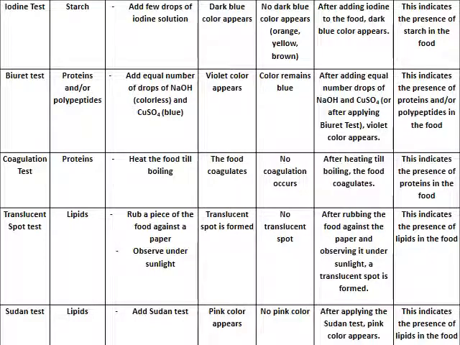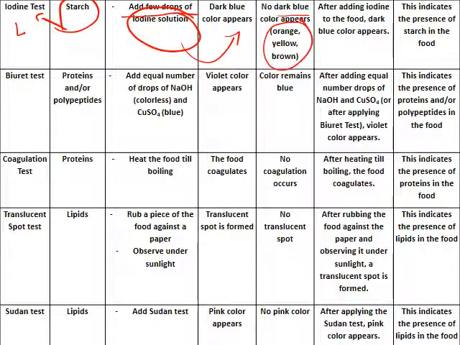Iodine test, which is test number 4. Iodine test is aimed at detecting the presence of starch. What do we have to do? We have to add a few drops of iodine solution. If dark blue color appears, this is a positive result. If no dark blue color, meaning orange, yellow, brown, or yellowish color mainly, so it's a negative result.